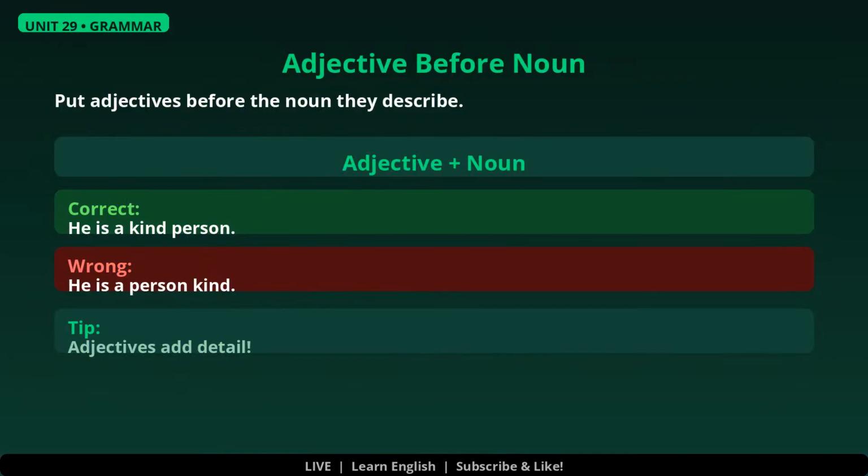Grammar tip for you. Adjective before noun. Put adjectives before the noun they describe. For example, he is a kind person. A helpful tip. Adjectives add detail.